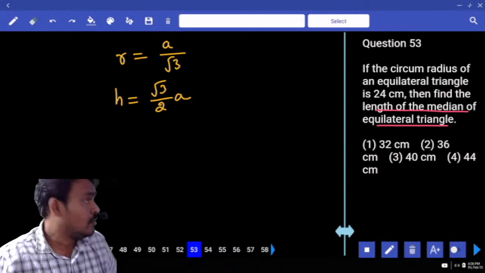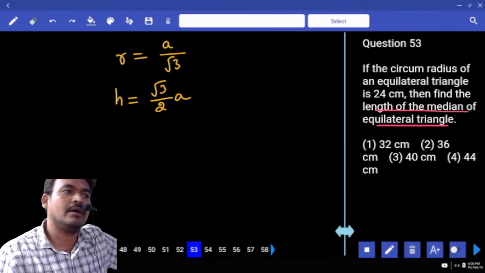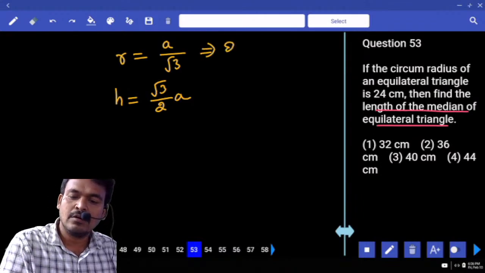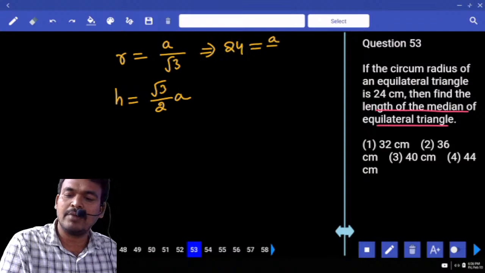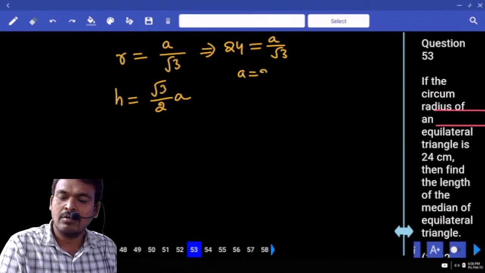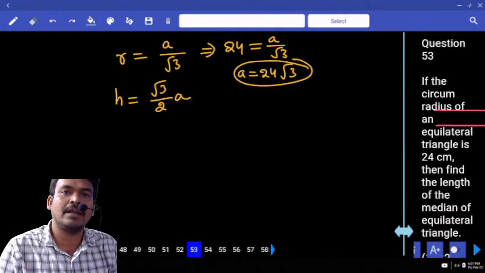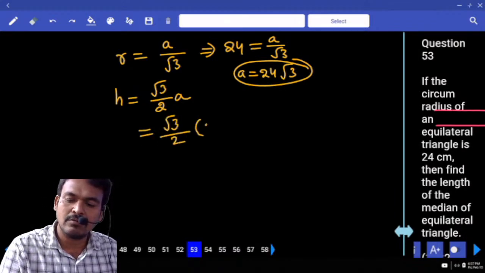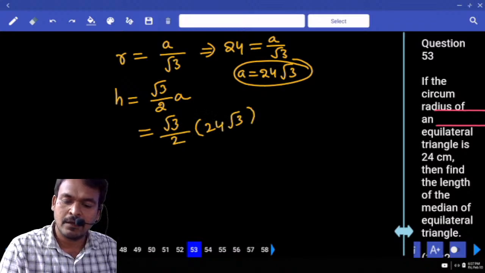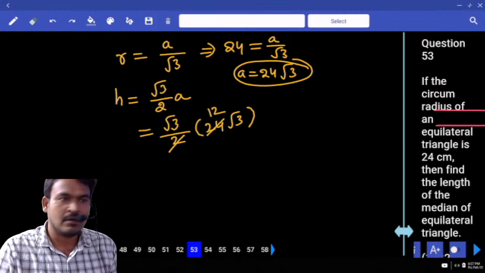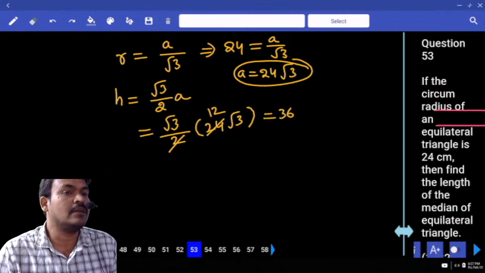Yes or no? We know the r value, but we require the h value or not? Okay. Then r equal to how much value are given? 24. That is equal to a by root 3 or not? Then the a value is how much? 24 root 3 or not? Substitute the a value in the second one. We get the height value or not? Then root 3 by 2 into a. What is the a value? 24 root 3. 2 how many times? 12 times or not? Root 3 into root 3, 3. 12 into 3 is how much? 36 or not?